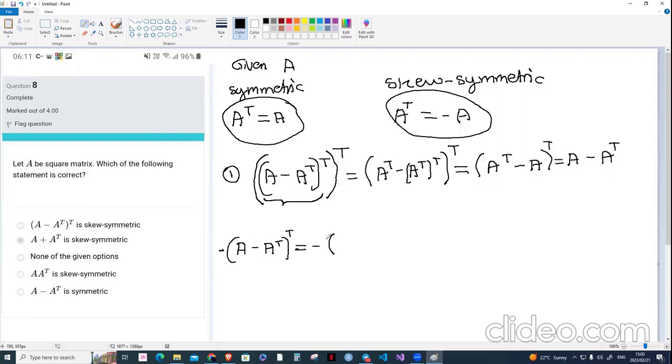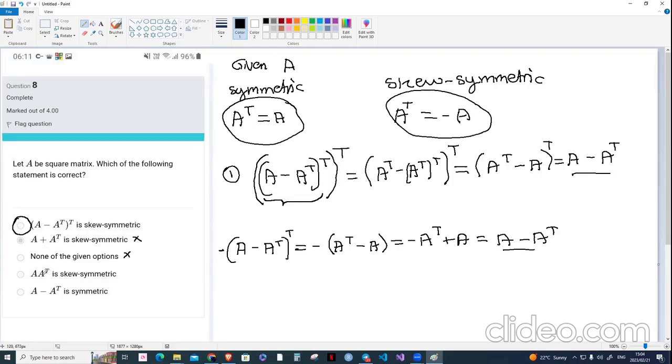This will be A^T minus A. If we distribute the negative, we end up with minus A^T plus A, which is the same as A minus A^T. Voila, they're the same. So another way of writing this is like this. So this option is correct. This one, you can try to do the same thing, and you'll find out it's not skew symmetric.